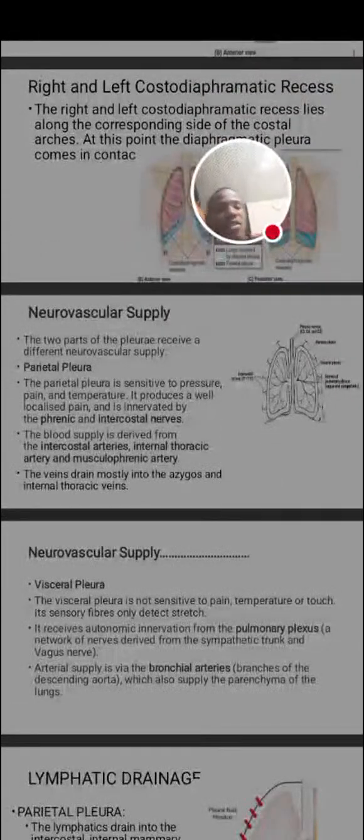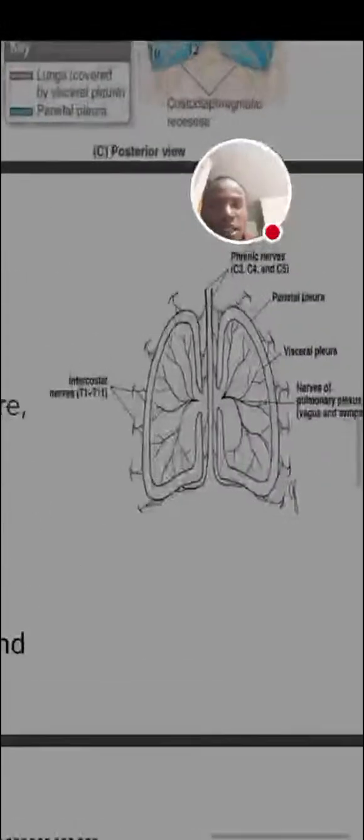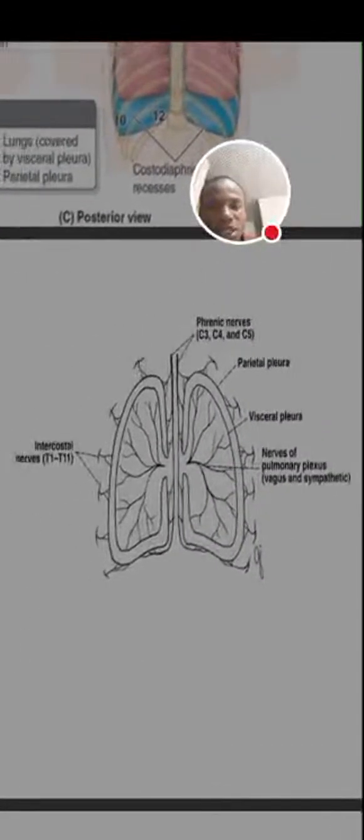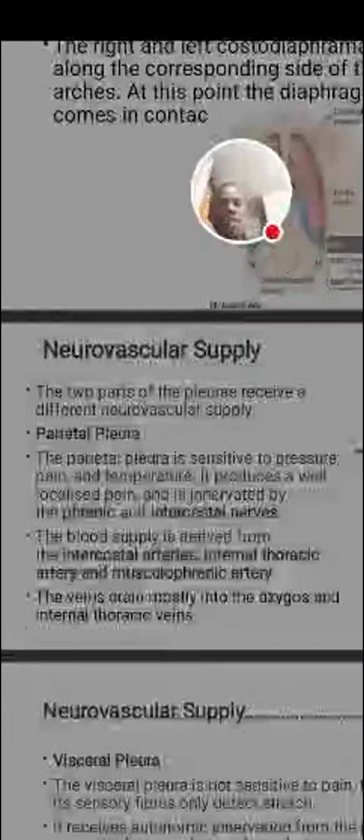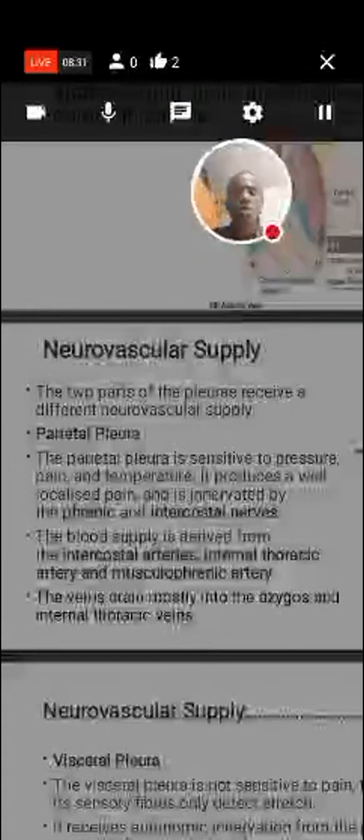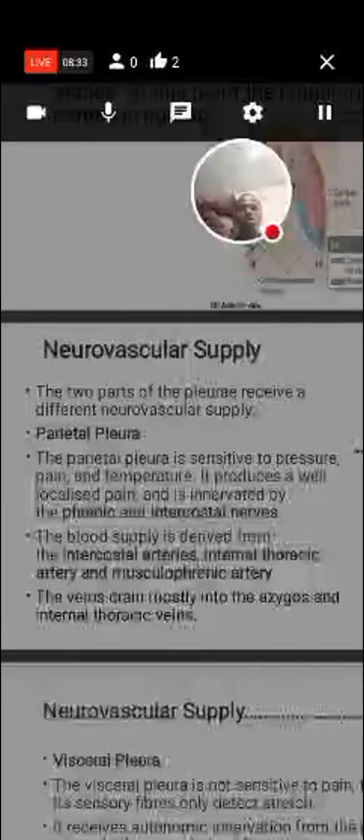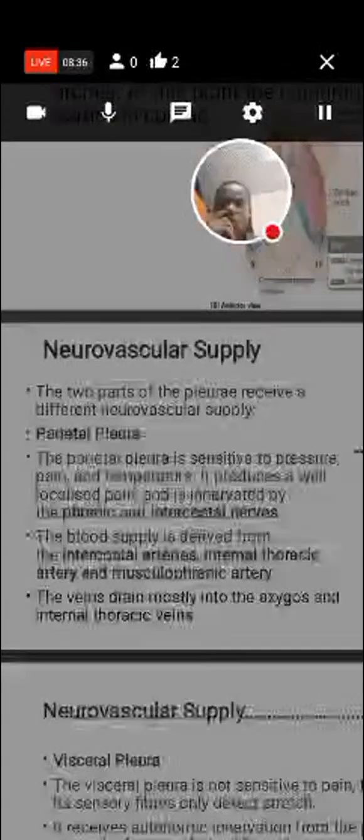All right, let's look at nerve supply. The two parts of the pleura receive a different neurovascular supply. Let's look at it. Intercostal nerve T1 to T11, phrenic nerve C3, C4, and C5, nerves of the pulmonary plexus, vagus, and sympathetic.